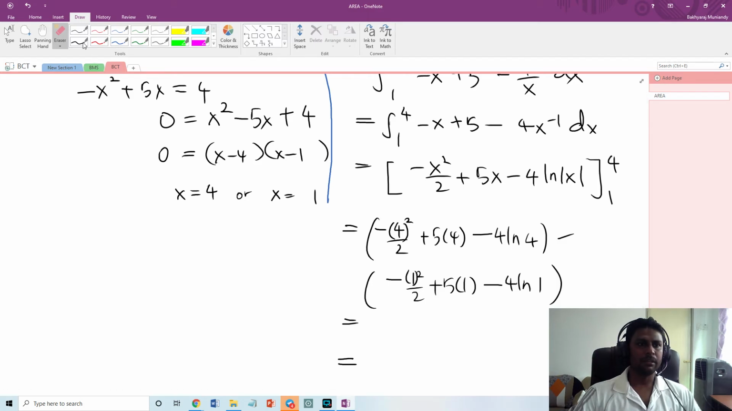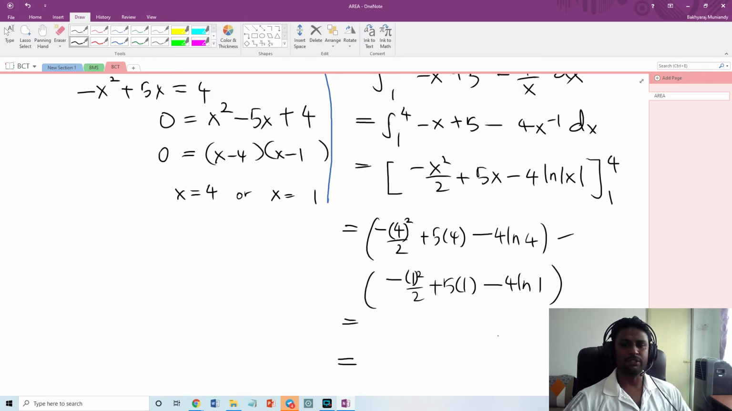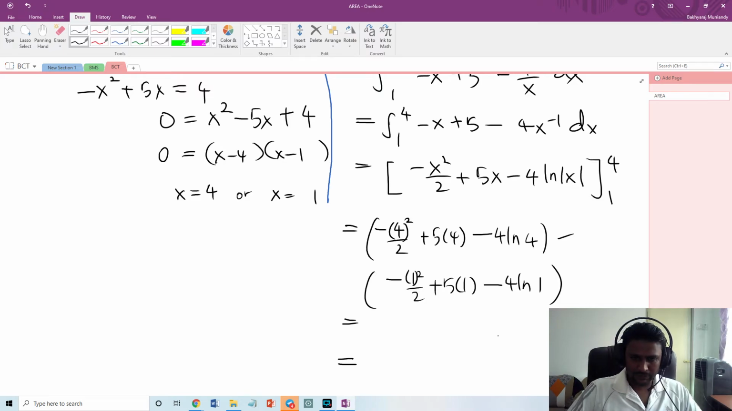Yeah, possible. You can get a negative answer, but the last answer should be positive because it's above the x-axis, so it's supposed to be a positive answer. Okay, now we test the answer. So test answer, you get negative 1 over 2 x square plus 5x minus 4 log x. Okay, when you substitute, yeah, correct.